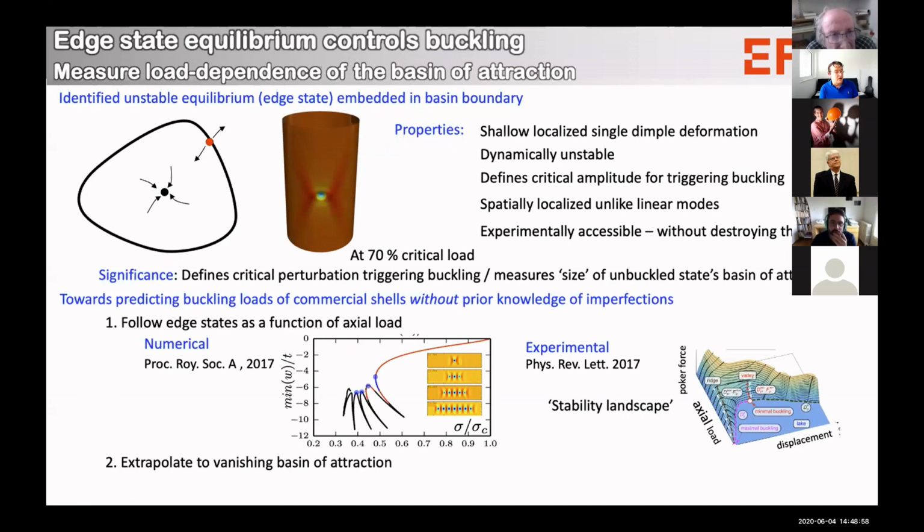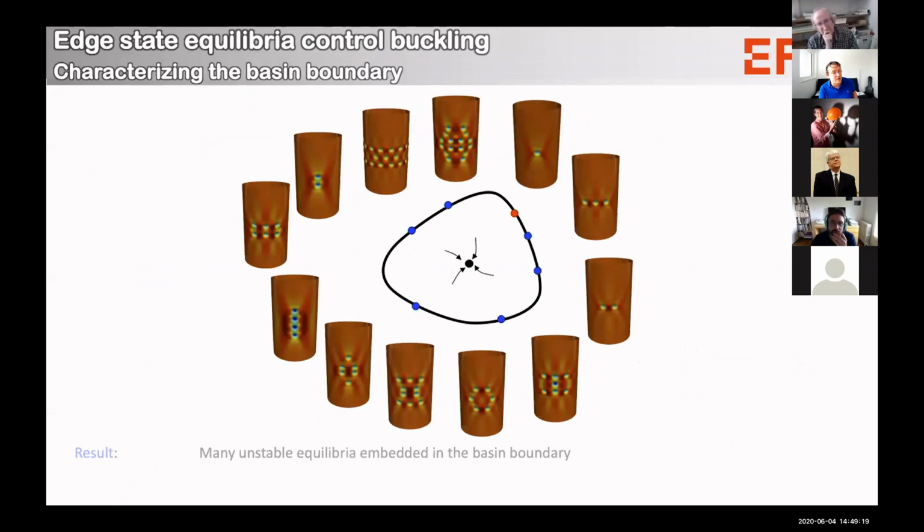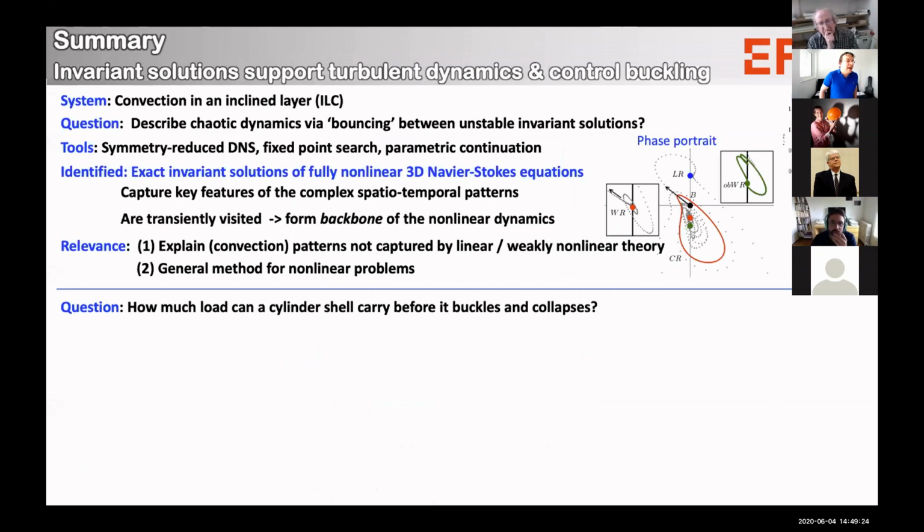So again, one question that you might ask: how can you tell me that you're characterizing the size of the basin of attraction if you have a single point on it? Well, just to assure you, this is one of these equilibria, and these are other equilibria on the basin boundary. So we can really characterize the basin boundary. With that, let me conclude and summarize the second problem.